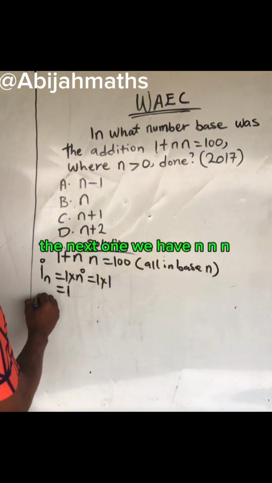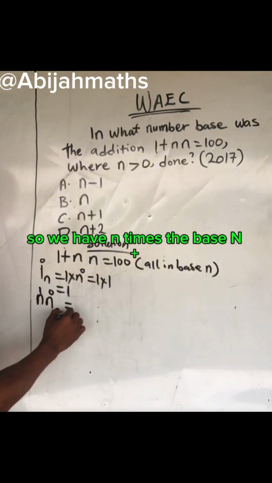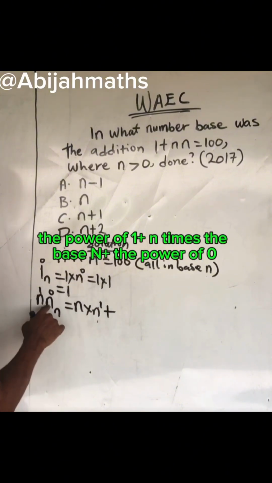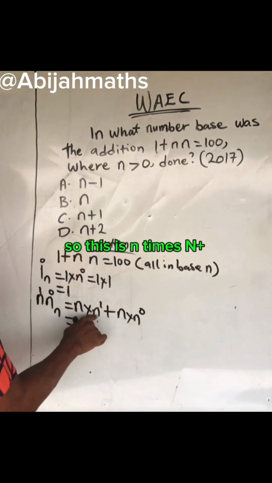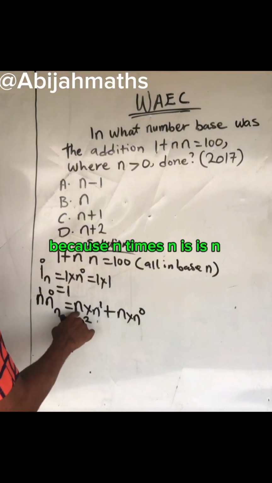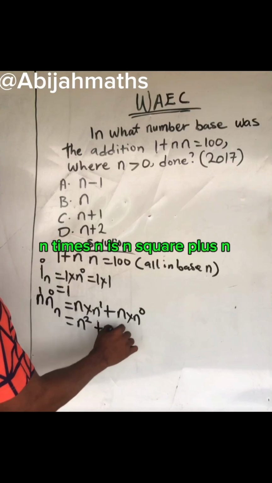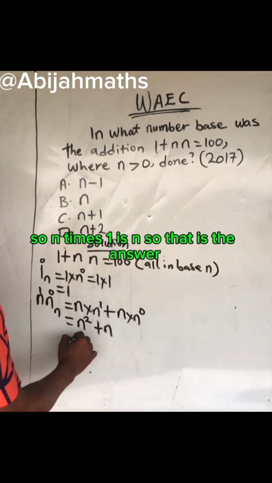The next one we have is 11 in base n. So we have 1 times n raised to the power of 1 plus 1 times n raised to the power of 0. So this is n raised to the power of 1, which is n, plus, any number raised to the power of 0 is 1, so 1 times 1 is 1. So that is the answer.